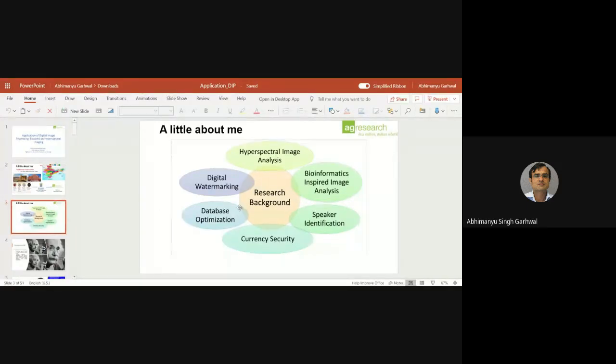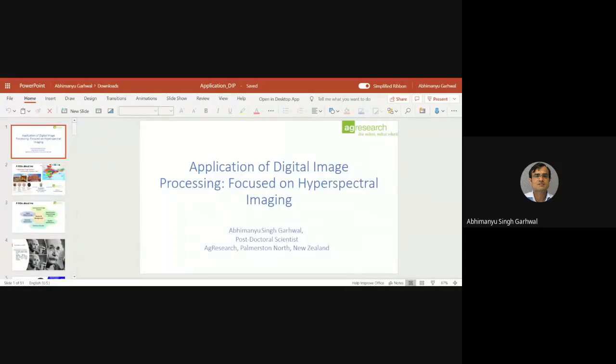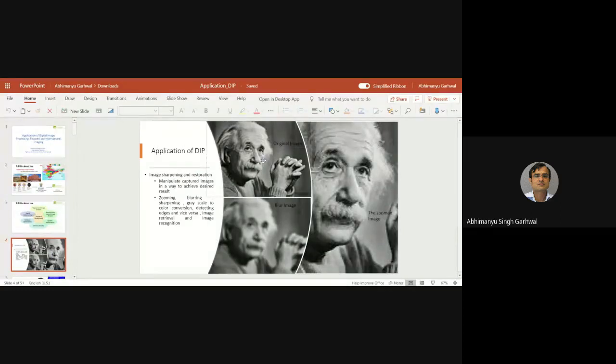Digital watermarking, hyperspectral image analysis, bioinformatics-inspired image analysis, speaker identification, currency security, and database optimization. Today's topic, as all of you know, is applications of digital image processing, focused here on hyperspectral imaging. First I will explain the applications of digital image processing, and then I will explain hyperspectral imaging.